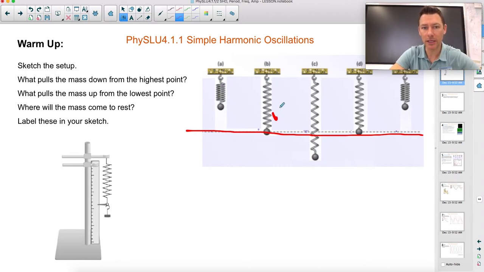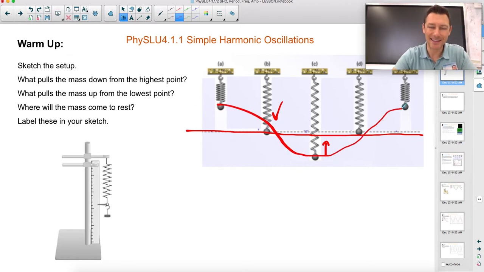So you start here. If you pull it down a little bit and let it go, it would go up and then come back down. Or you could push it up to the top, let it go, and it would go down to the bottom and come back up to the top. It's making a wave, right? It's making an oscillation.